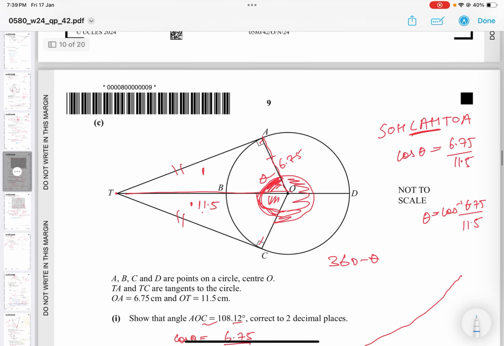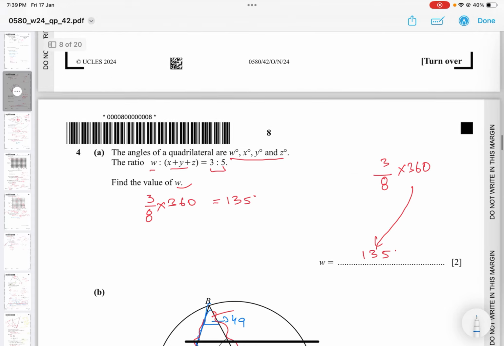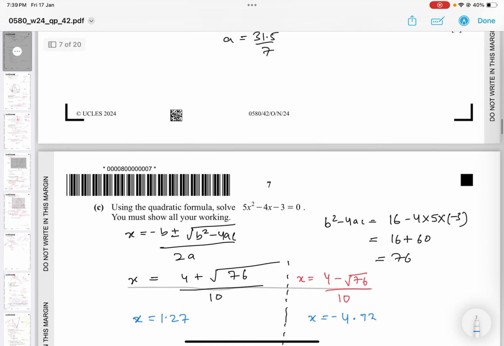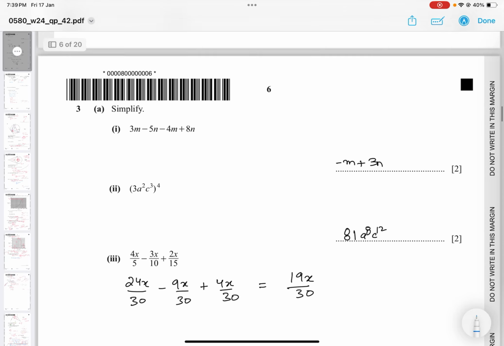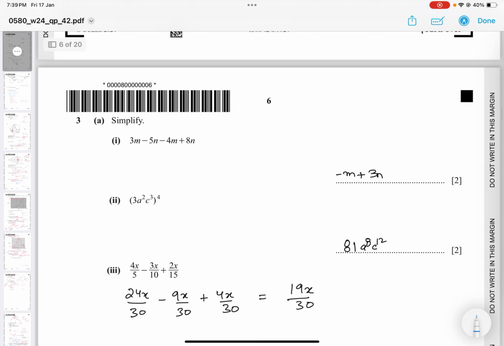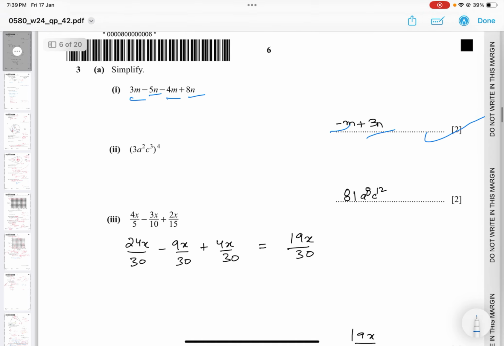Very good. Do you want to jump on to the next question? Alright then, your call. 3m minus 4m minus m. 5n minus 5n plus 8n plus 3n. Yes, you got it correctly. Just multiply the power inside. You got this one as well. 3 to the power 4 is 81.